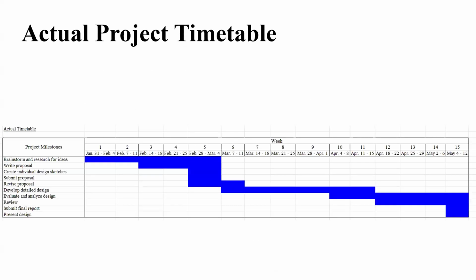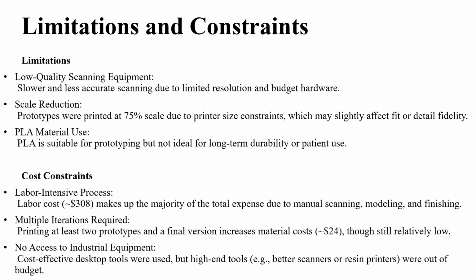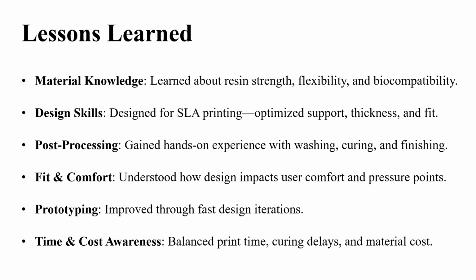And that's the actual project timetable. So these are some limitations and constraints. The main ones being the material, we were very limited in terms of materials to actually print the socket, and also the 3D printers were not the best, they're not industrial 3D printers, and also the 3D scanners were also not the best. So these are some lessons learned, some starting from designing, 3D printing, 3D modeling, material testing of materials, etc.